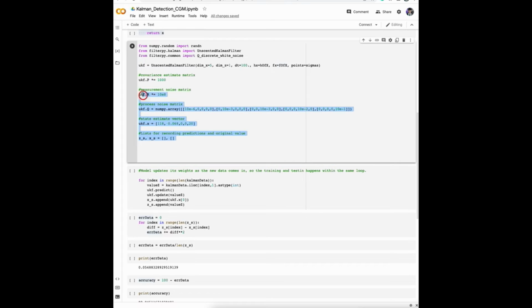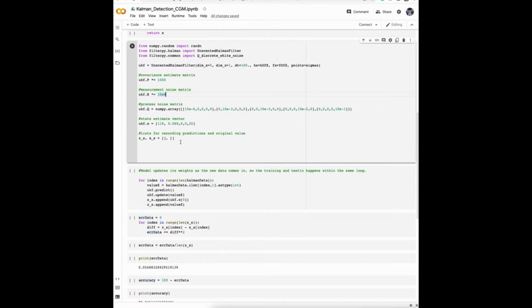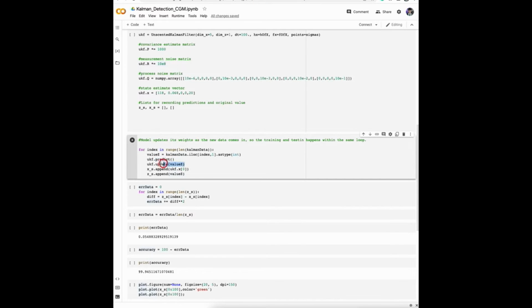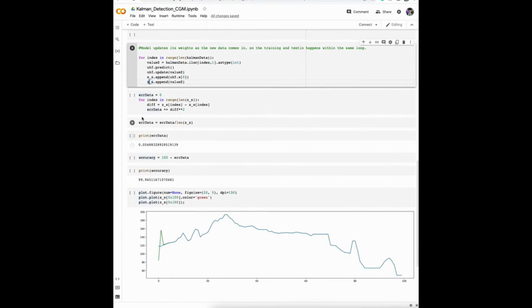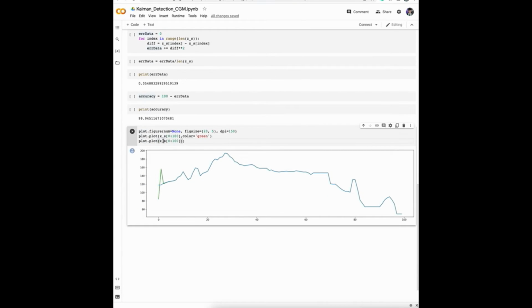There are a few other constants which also need to be initialized so that the weights can be initialized in a certain manner. And since the Kalman algorithm basically trains itself on the go, it does a prediction, updates its repository, and adjusts depending on how far it is from the original prediction. So that is why there is only one for loop which involves both training and testing. XS holds all the original values, ZS holds all the predicted values. Then ultimately error and accuracy are being calculated here, and then there is a plot between XS and ZS.